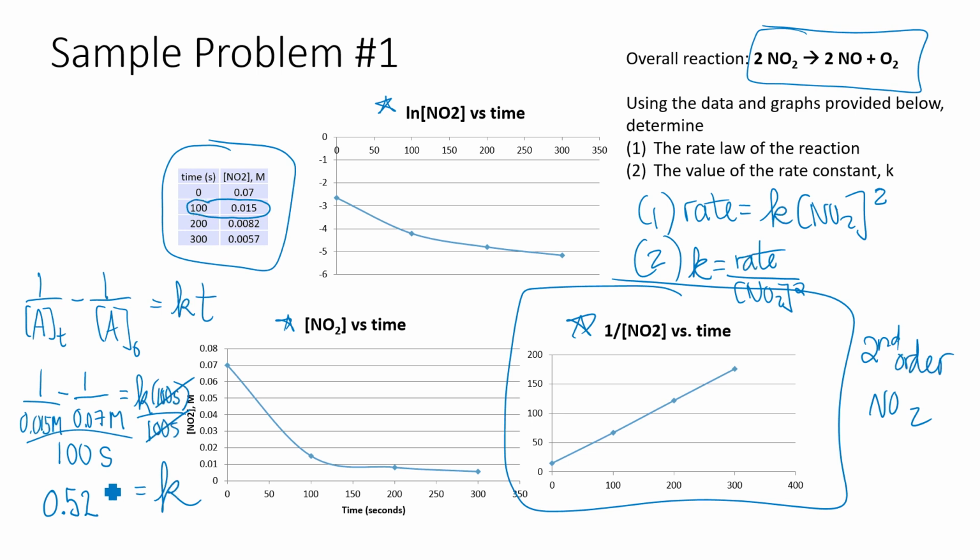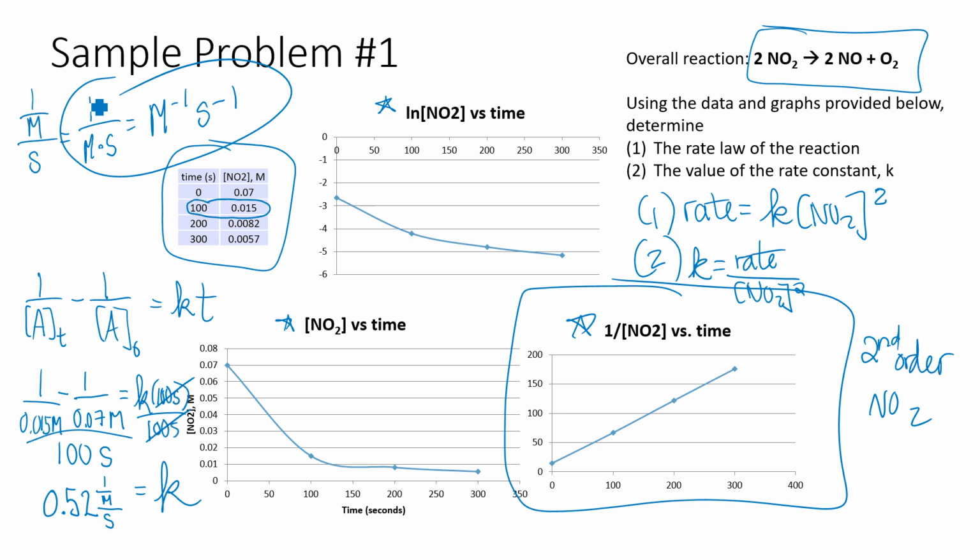Notice the value on the top is 1 over molarity, and then it's divided by seconds. So let me rewrite that over here. 1 over molarity divided by seconds, you can think of that as 1 over molarity seconds. Let's consolidate that and put them both on the bottom. Or we can write it this way, M^-1 s^-1. So that's the units of your rate constant for this reaction.